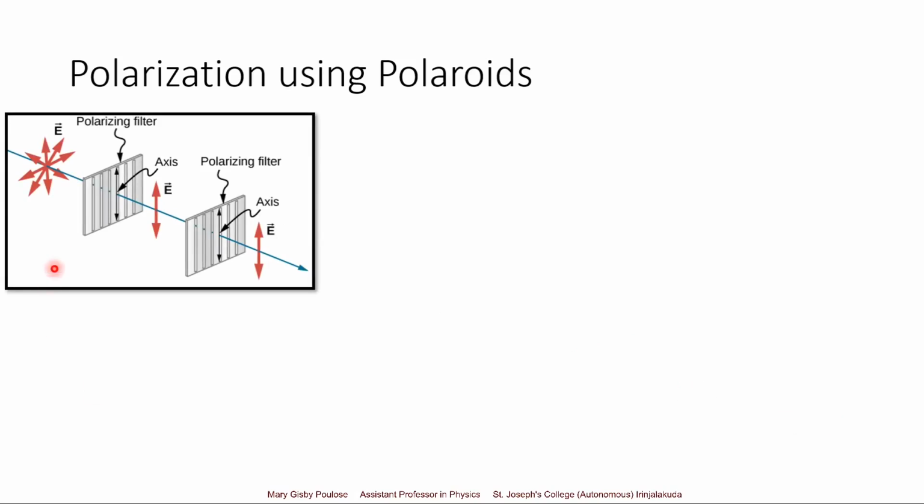Now here in this figure, if we see, we have randomly polarized light or unpolarized light passing through a Polaroid, and hence we have linearly polarized light in this direction of polarization. Again, if we pass this linearly polarized light through another Polaroid, which is oriented along the same axis of transmission, the same light can be seen to pass through.